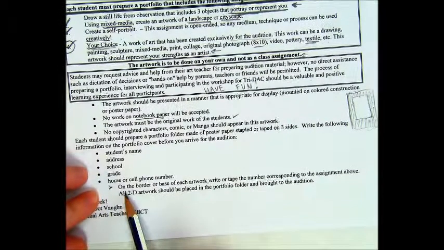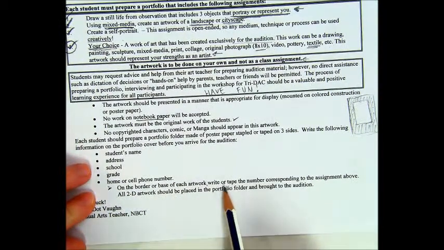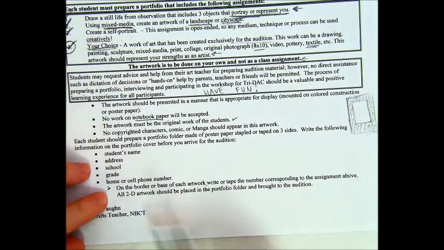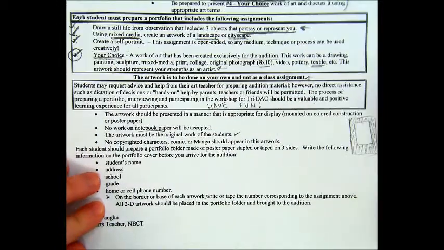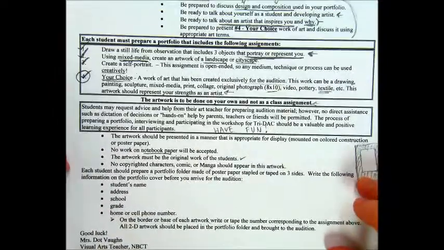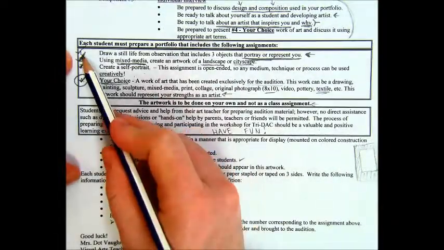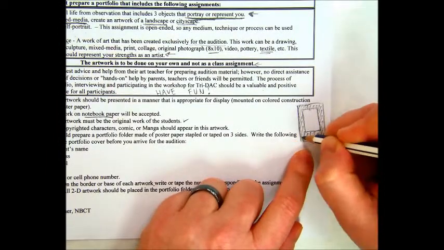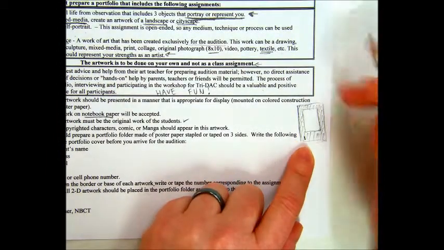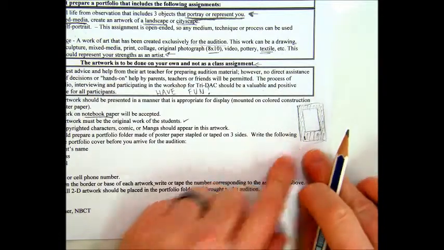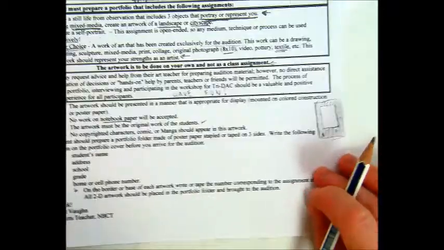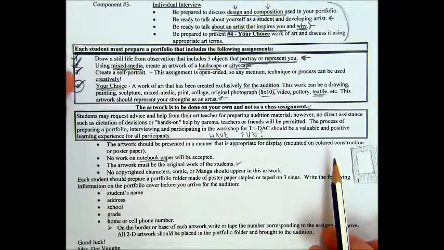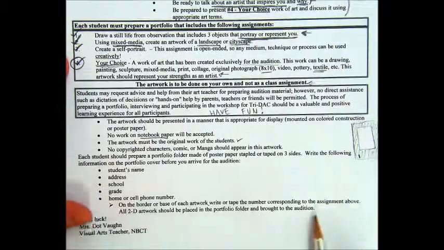Also here, you'll notice on the border or base of each artwork, write or tape the number corresponding to the assignment above. So what that means is, say this is my number 1 assignment, or whichever one. Take a little tape and put a number 1 there, so that the 4 pieces that are in your portfolio, if they're looking at it and you're not there with them, they'll know which one is fulfilling which assignment. Okay, so that's all that means.